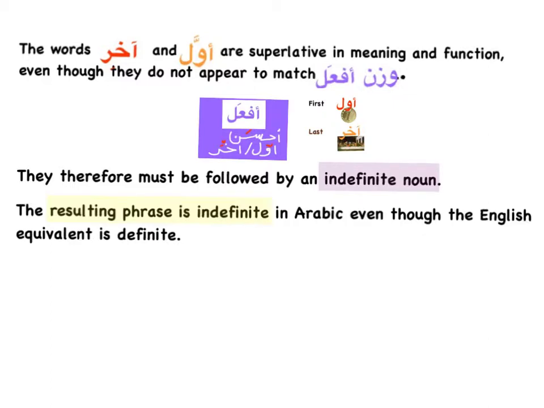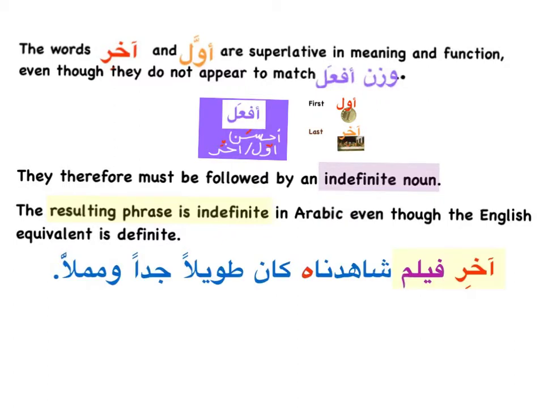And as you can see, the resulting phrase is indefinite in Arabic, even though the English equivalent is definite. So the first place, أول مرتبة, the last dinner, آخر عشاء, indefinite. So there's a concrete example for you.